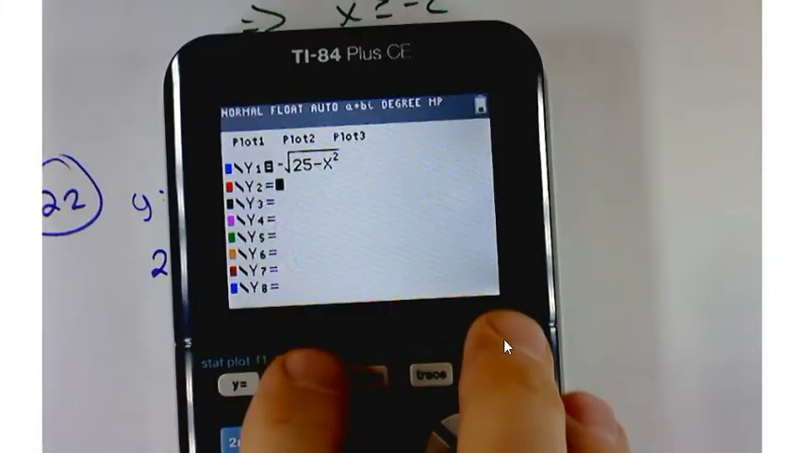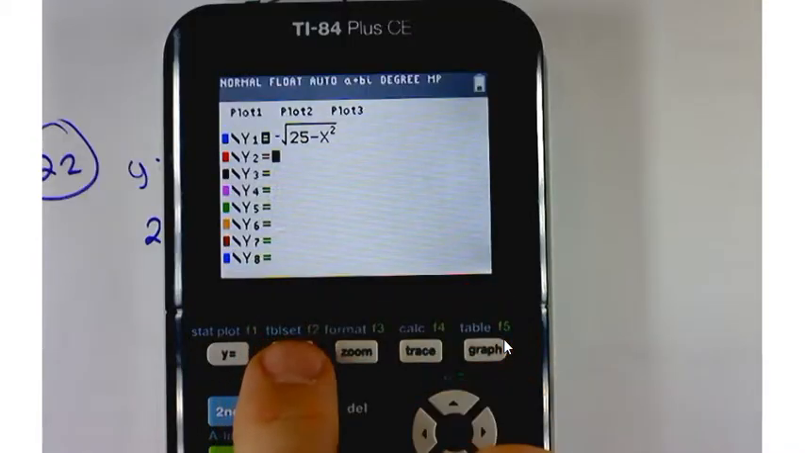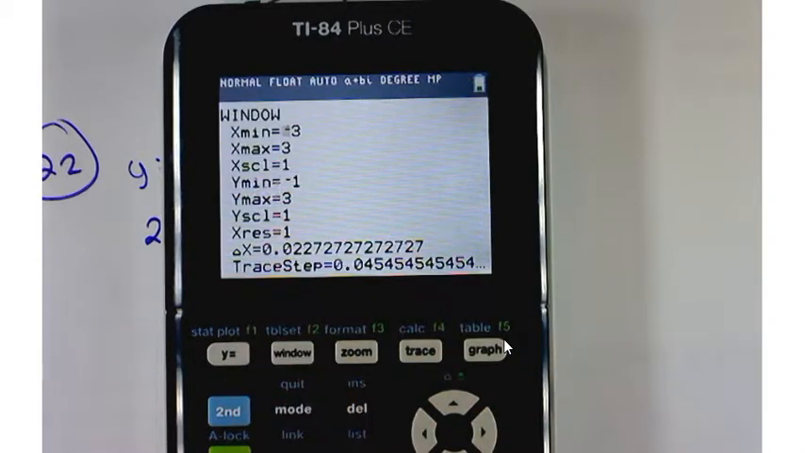Let's go over to the window. Hit the window key, and type in -5 to 5 on the x's. The problem is we don't know what the y value should be. But there's good news. We don't have to figure out what the y values are. We can let the calculator worry about that. So everyone's got the -5 to 5 here on the window?